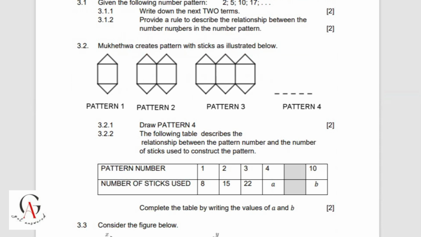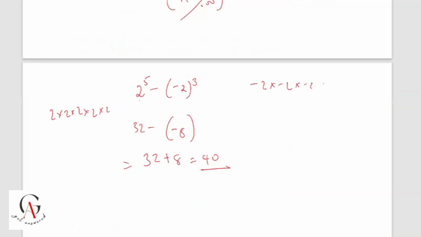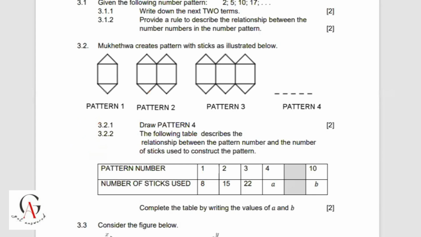So given the following, we have 2, 5, 10, 17. Okay, let me jot it here. This is question 3. It's 2, 5, 10, 17. Write down the next 2 numbers. Then provide a rule to describe the relationship between the pattern.